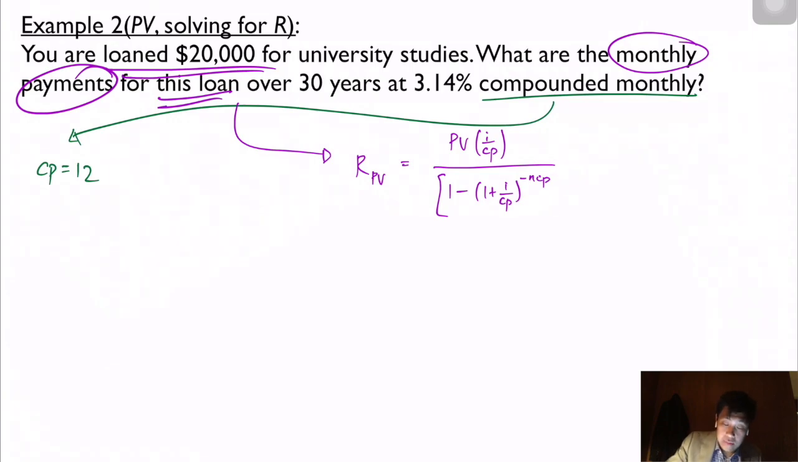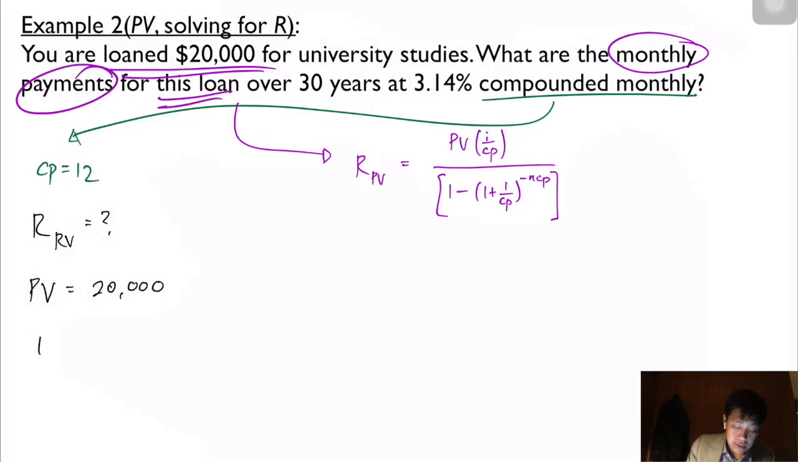in both its formulas, whether it's solving for the present value or the recurring payment for a present value. Recurring payment for present value is what you're looking for. The present value itself is $20,000. The interest rate is 0.0314. Again, that's divided by the compounding period. And N is 30 years.